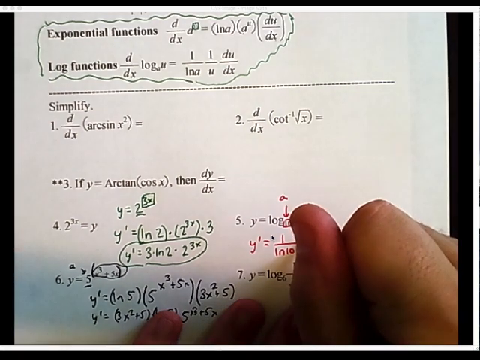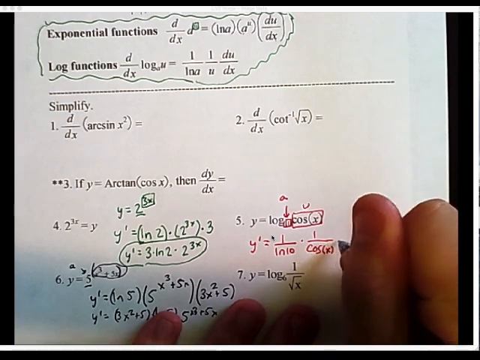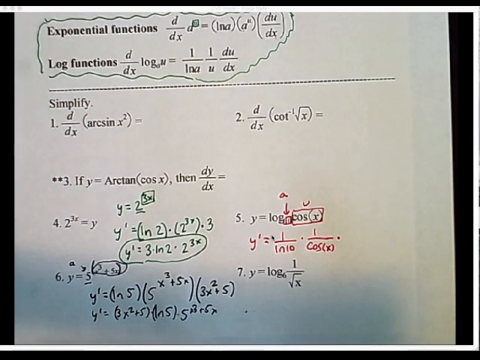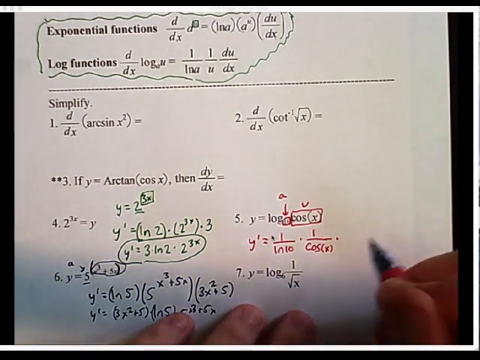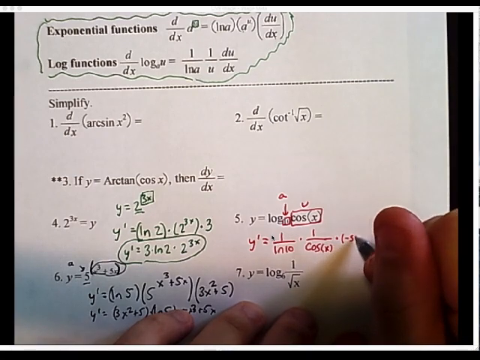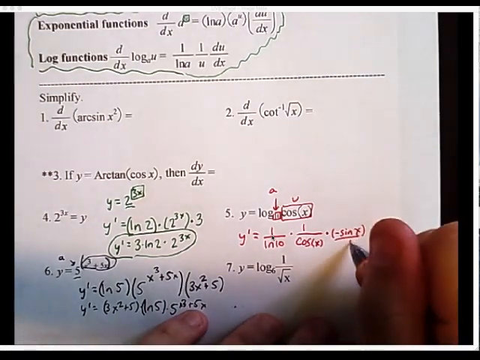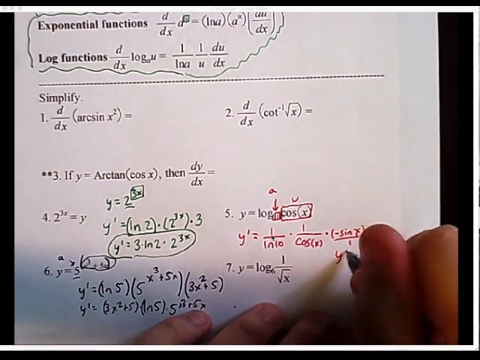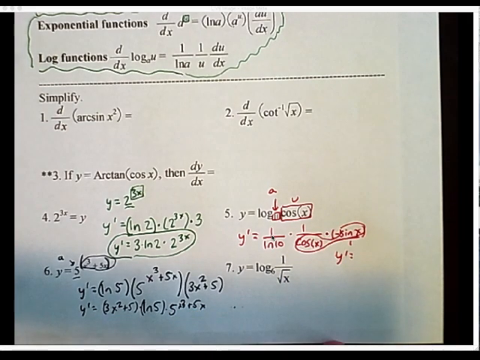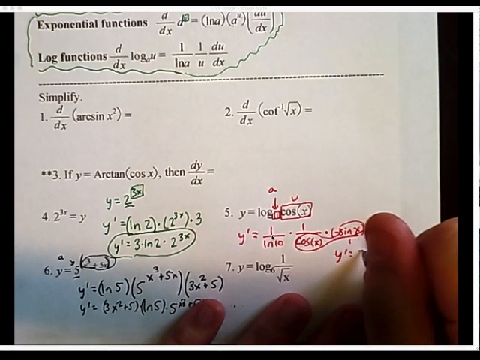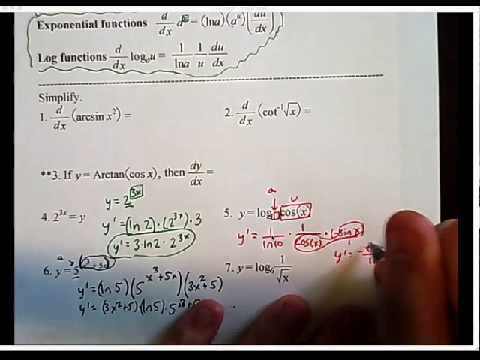times 1 over u, well, u is cosine of x, times the derivative of u. So the derivative of u, derivative of cosine, is negative sine, which is negative sine of x over 1. So if I wanted to rewrite that, sine over cosine itself is tangent. So what I would have is negative tangent of x over the natural log of 10.